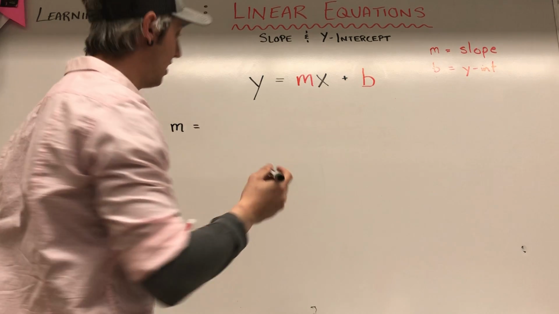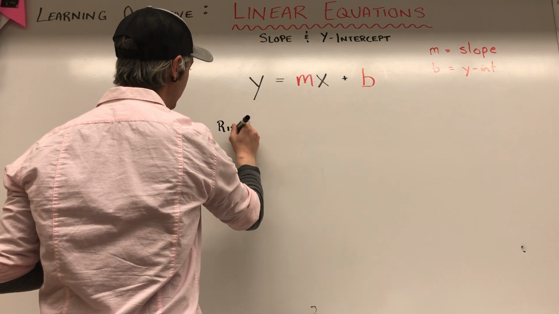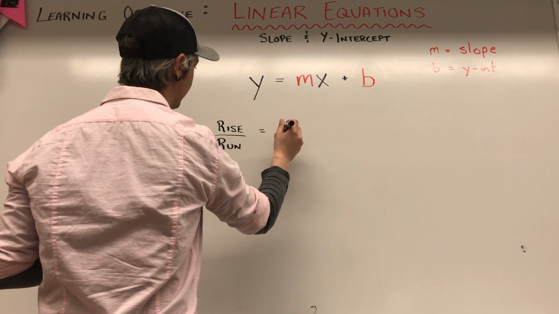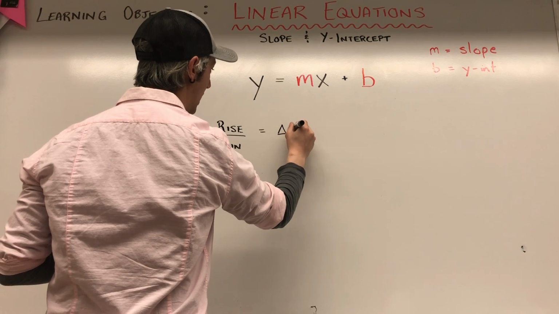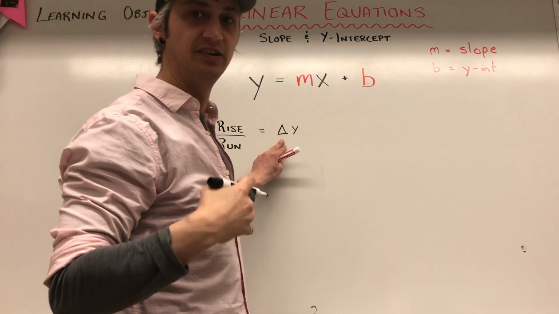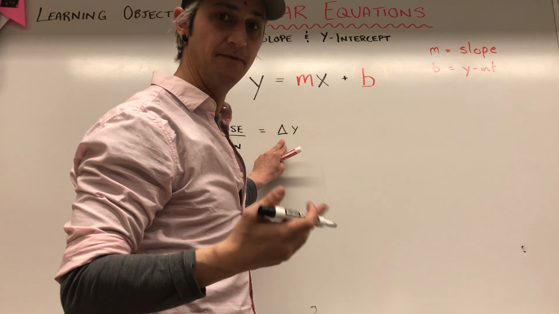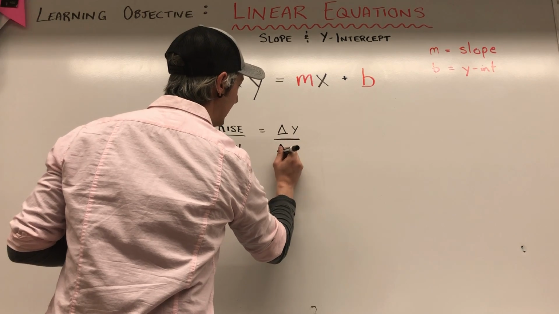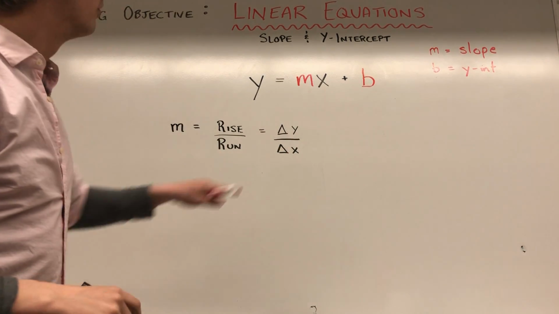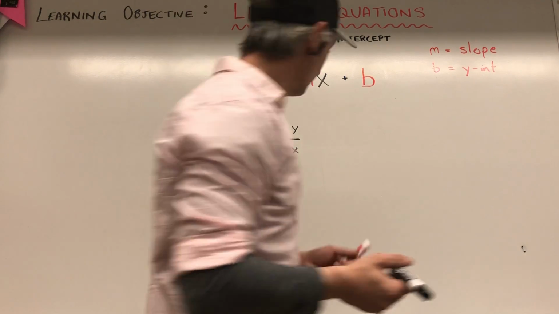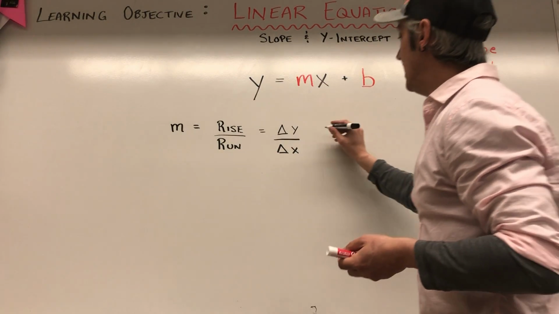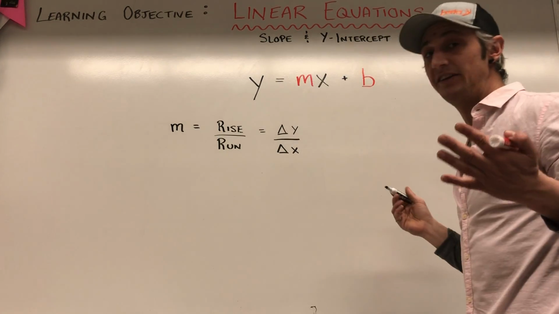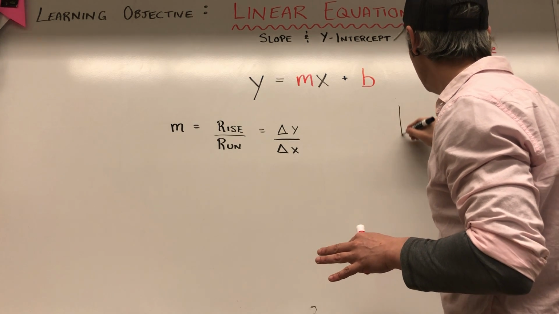The slope is our rise over our run, which we can explain as the change in y over the change in x. That triangle just means change. You'll see it in mathematics, it means delta, change. A triangle just means the change. So here's how we calculate slope every single time, okay? Every single time.